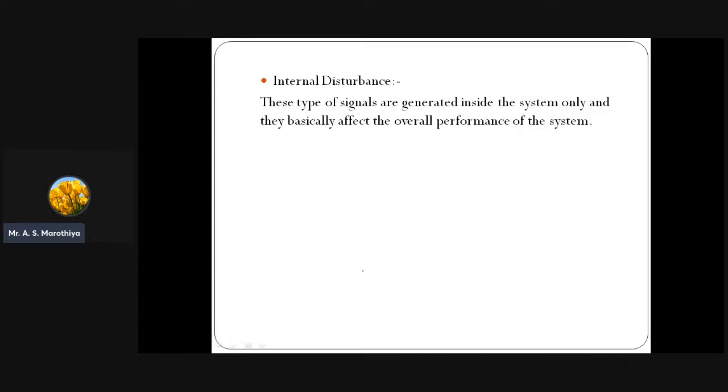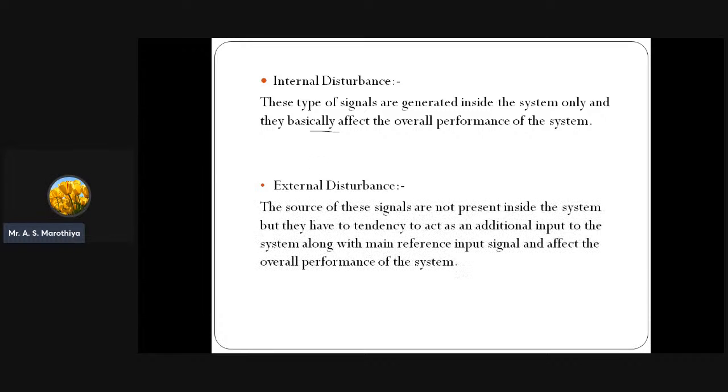So the same thing is mentioned over here. See, internal disturbances are nothing but these type of signals are generated inside the system only, and basically they are going to affect the performance of the system. And external disturbances are nothing but the sources of these signals are not present inside the system, they are present outside the system, and they are going to act as an additional input along with the main reference input, and they are basically going to affect the overall performance of the system. So they are nothing but external disturbances.